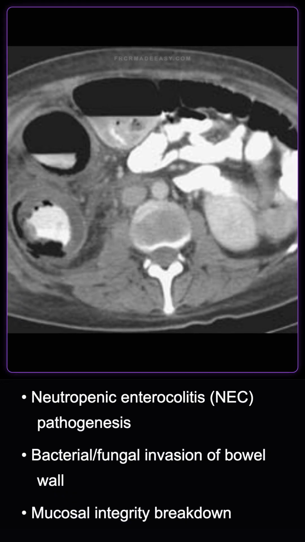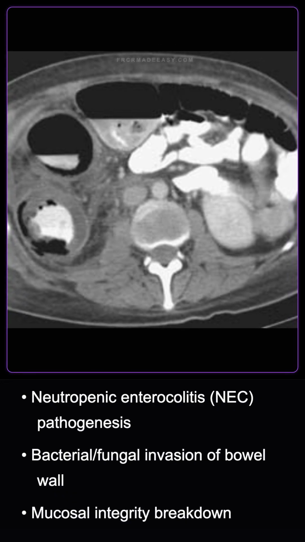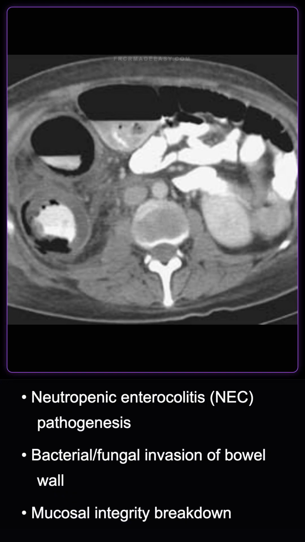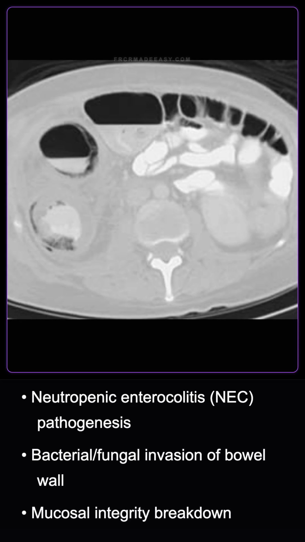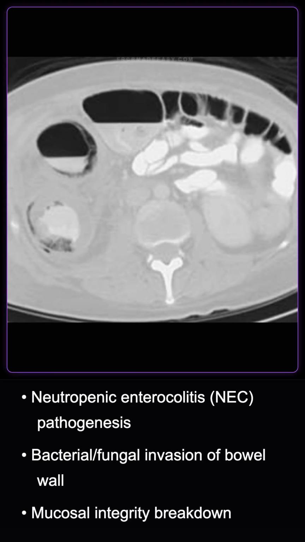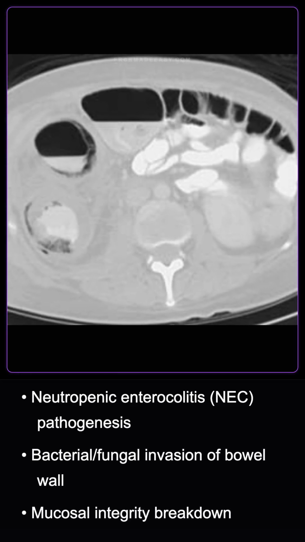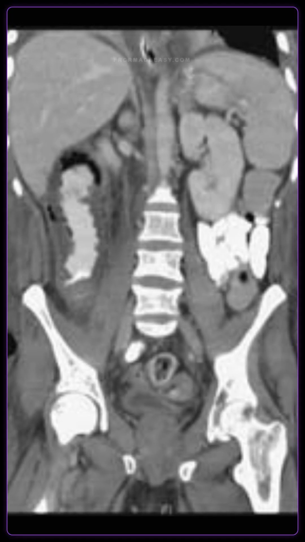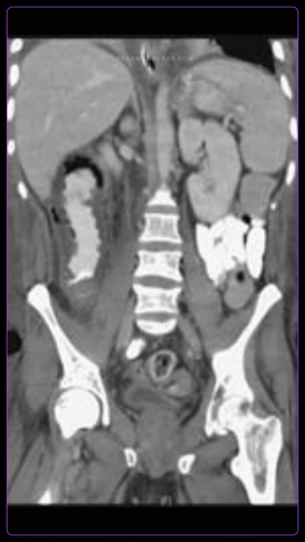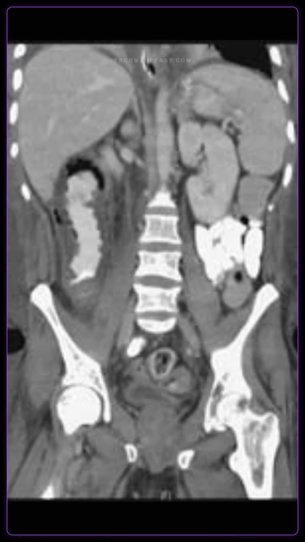The profound neutropenia leads to a complete breakdown of normal mucosal integrity. This allows indigenous gut flora, primarily bacteria and opportunistic fungi, to aggressively invade the deep layers of the compromised bowel wall. Why is the presence of pneumatosis in this specific clinical context a highly alarming sign?